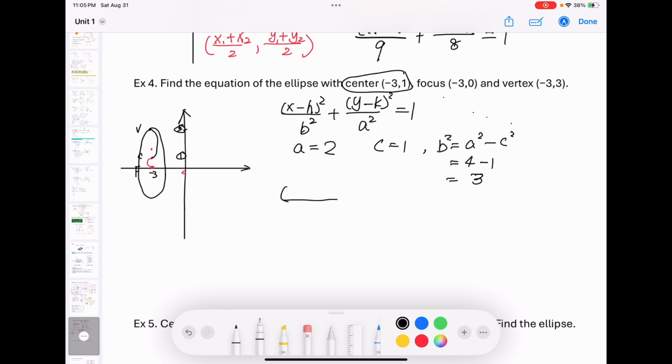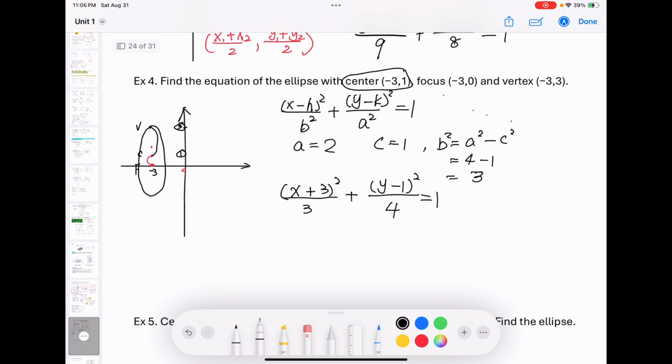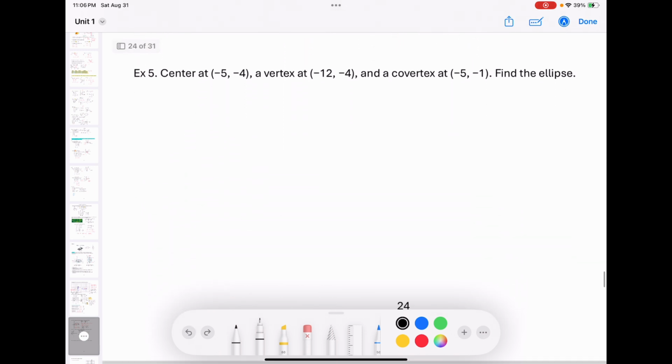So x minus h is x minus negative 3, so x plus 3 squared, and then plus y minus k, y minus 1 squared, is equal to 1. The bottom of the x term is b squared, which is 3, and the other bottom is a squared. A squared is 2 squared, it is 4. So this is my equation. You don't have to graph perfectly because this question is just asking us for the equation. It's not a graph.